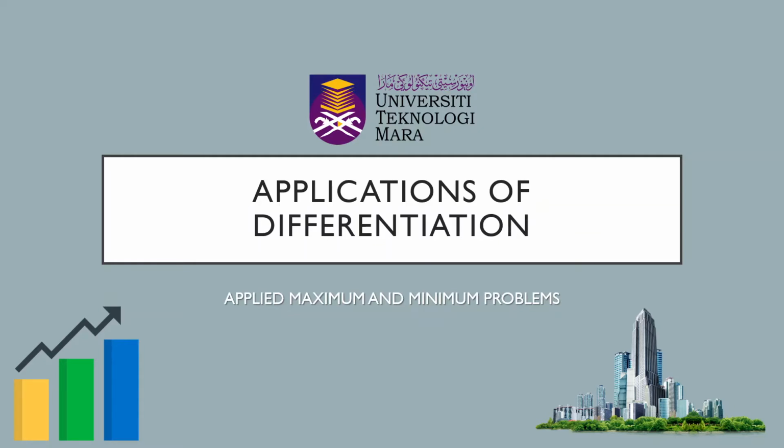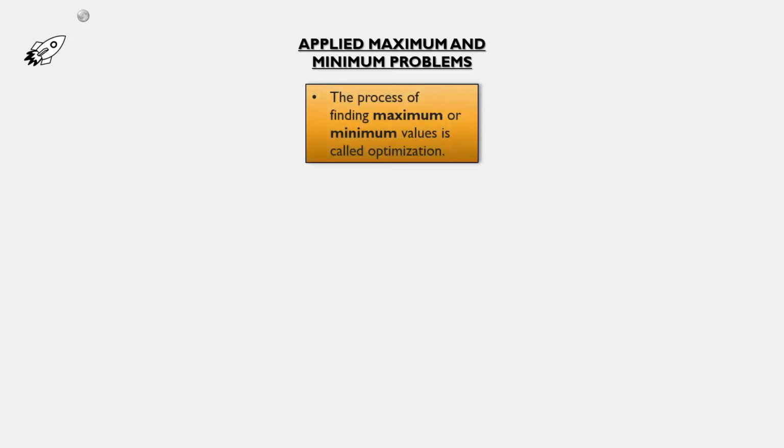My name is Mohd Aiman bin Zaman, and today my friends and I will present and explain about one of the topics in application of differentiation, which is applied maximum and minimum problems. Apply maximum and minimum problems is to show that the problem given is maximum or minimum by using the first derivative and second derivative. Moreover, the process of finding maximum or minimum values is called optimization.